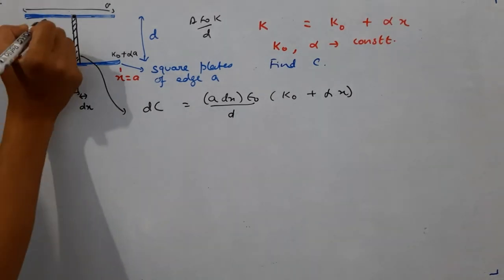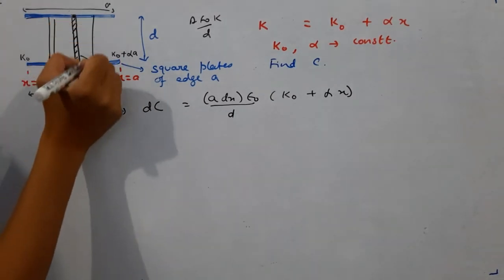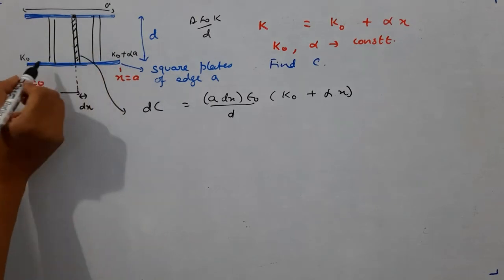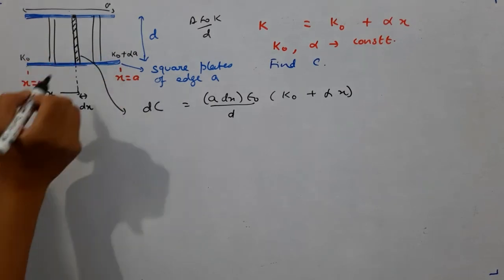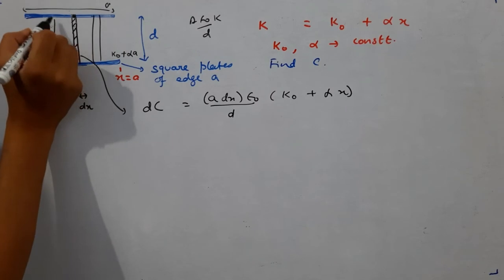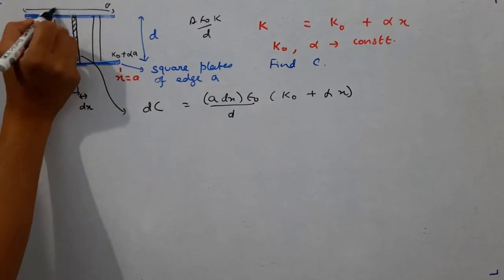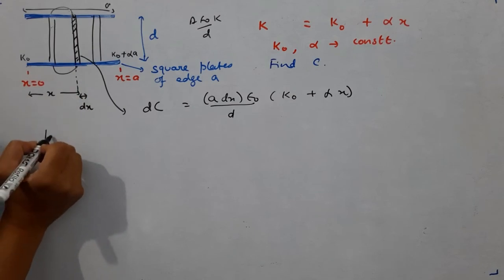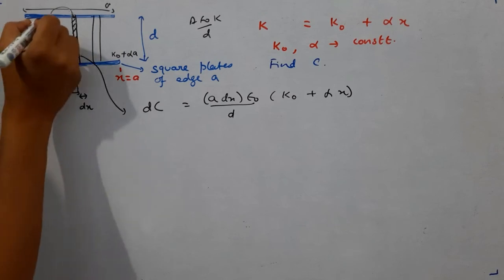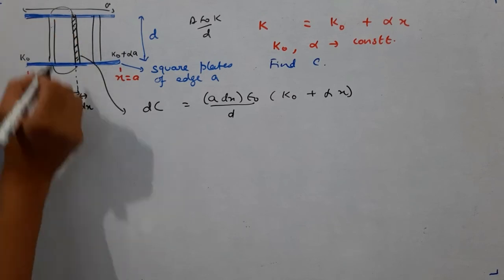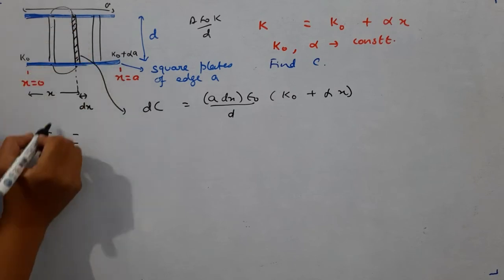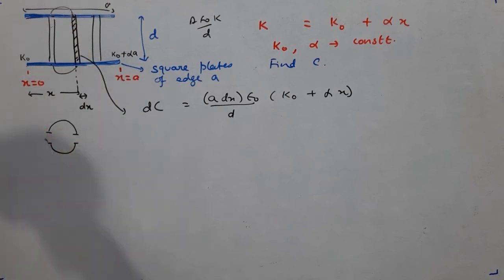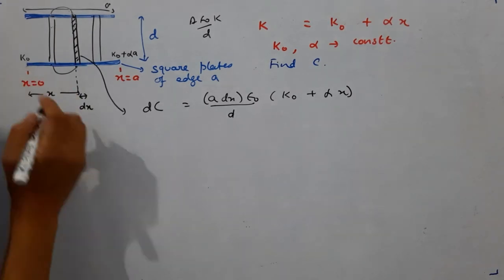Now likewise I can choose one more element here, then one more element here, and I can continue doing this from left hand to the right hand. And if you choose any two of them, they are in parallel. You can see the top plates, they are connected together, the bottom plates, they are connected together. So this capacitor and this capacitor, this one and this one, they are connected like this. So what kind of combination is this? This is parallel combination.